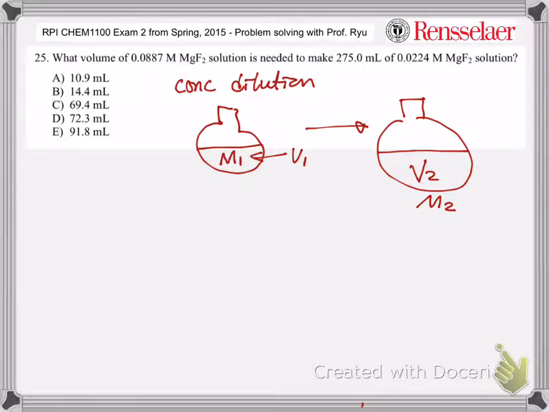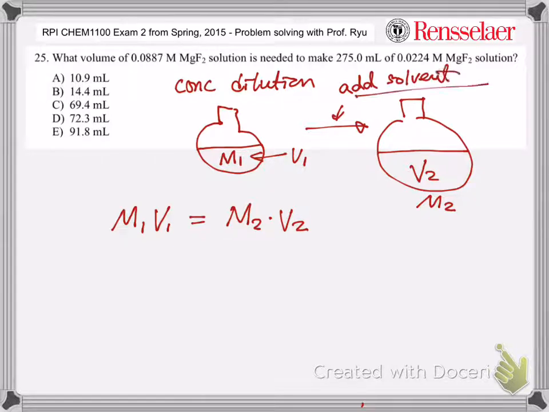So the relationship is: molar concentration of state 1 times volume 1 equals molar concentration of state 2 times volume 2. Concentration times volume is the number of moles of solute in the solution. It doesn't matter, you essentially only add solvent. So the number of moles of solute is conserved, and this is an equation that you have probably seen before. Now we just have to plug in the right numbers.